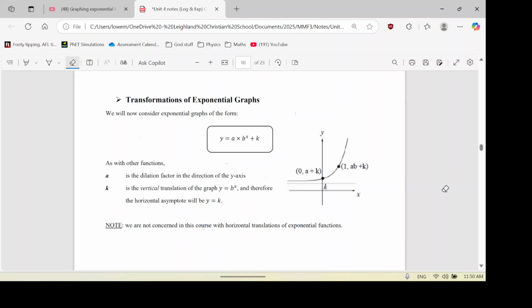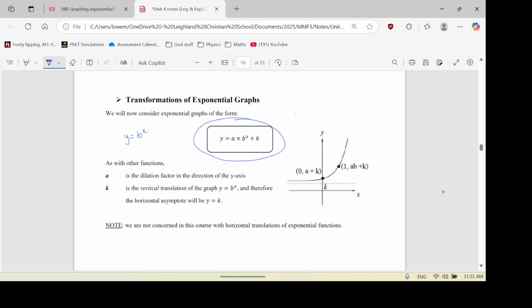Okay, we're now looking at transformations of exponential graphs. On your information sheet, you have this representation of an exponential function, and this is the graph that goes along with it. So we've already seen we have the basic exponential function y equals b to the power of x.